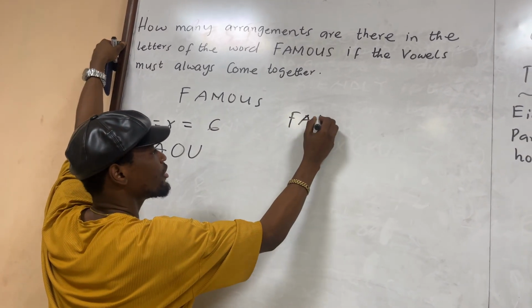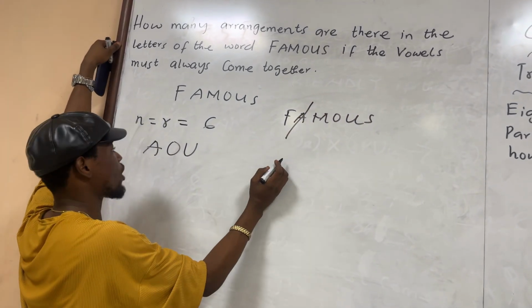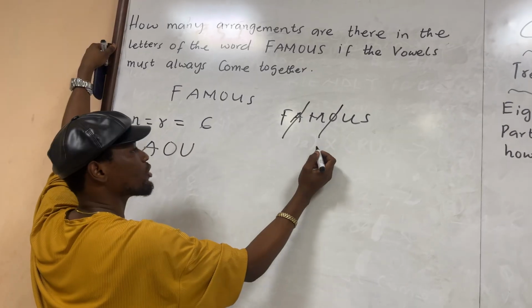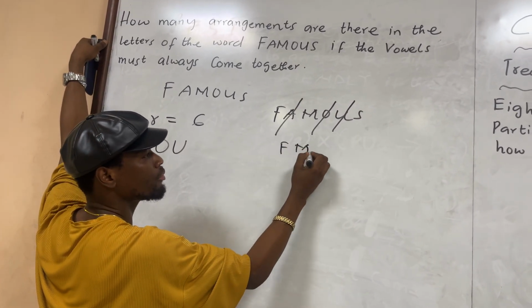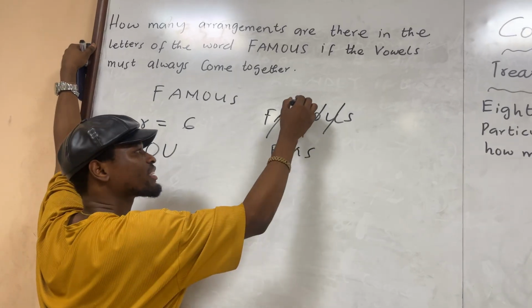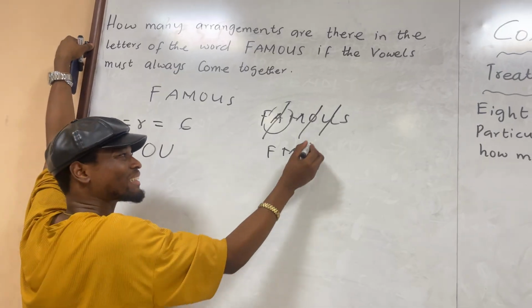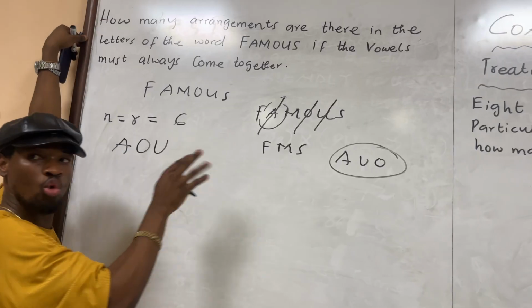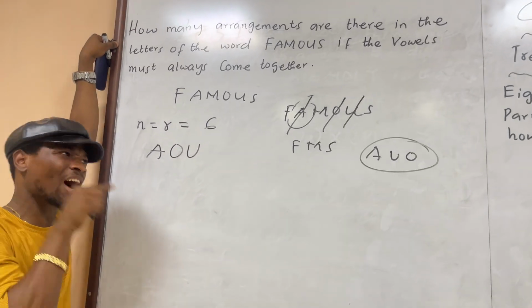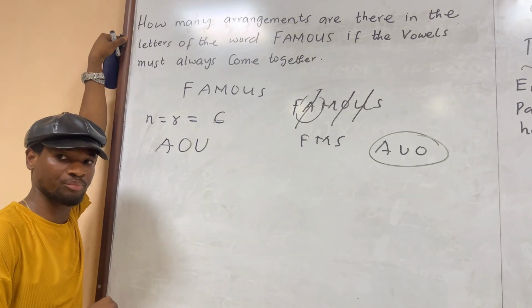So in famous, A is out, O is out, and U is out. Therefore we have F, M, and S. We are going to consider the ones we have just cancelled, A, U, O, and treat them as a single unit. The arrangement there is very important to us, hence permutation.